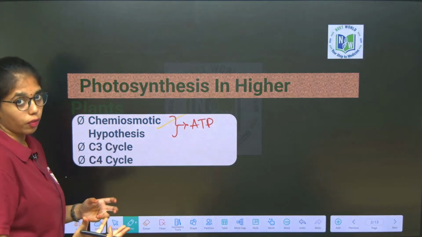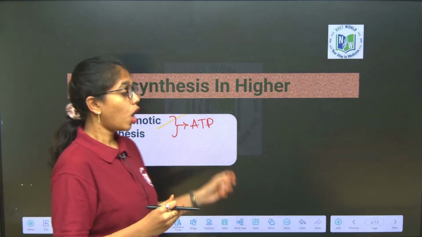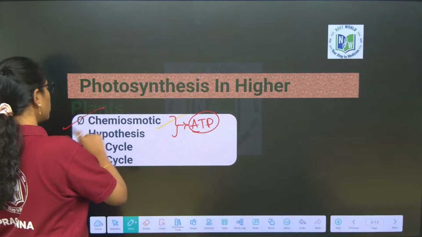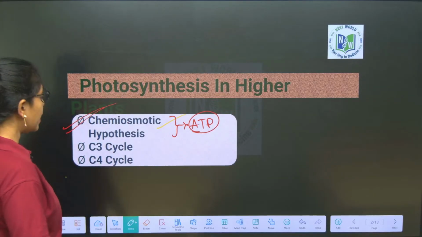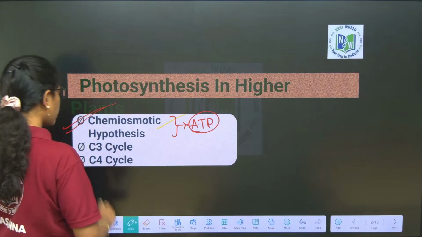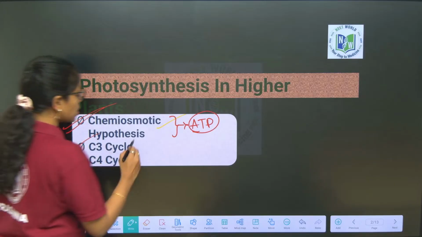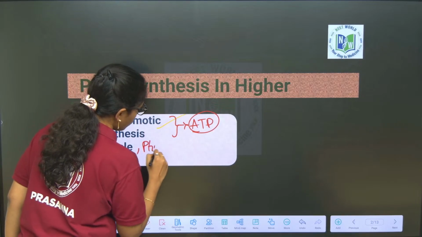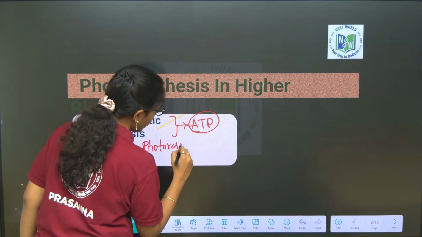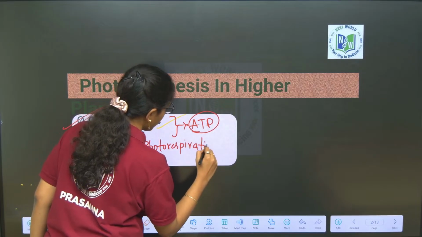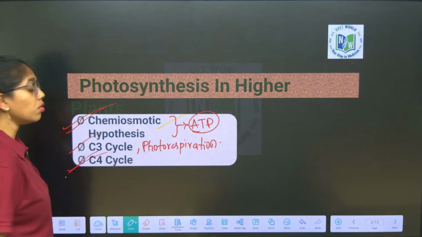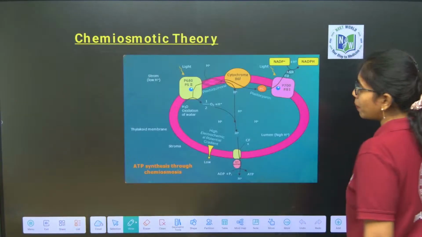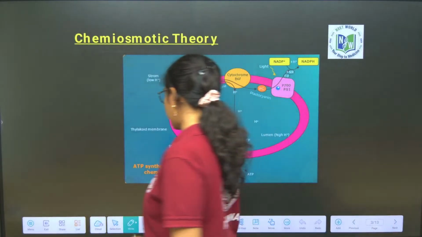After non-cyclic photophosphorylation in higher plants of oxygenic photosynthesis, how ATP is being formed, we learn through chemiosmotic hypothesis. And when it comes to light independent reactions, today we are going to see C3 cycle, photorespiration, which is operated only in C3 plants, and we are also going to look into C4 cycle, which is also called as Hutchinson-Slack pathway. First, let us begin with chemiosmotic hypothesis.